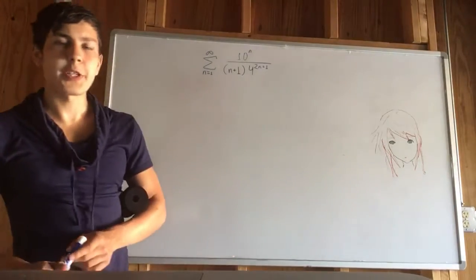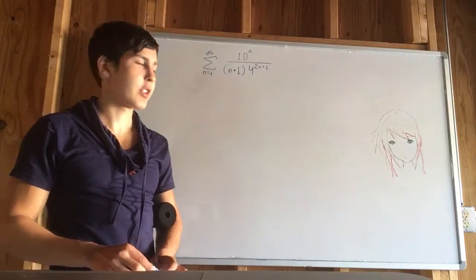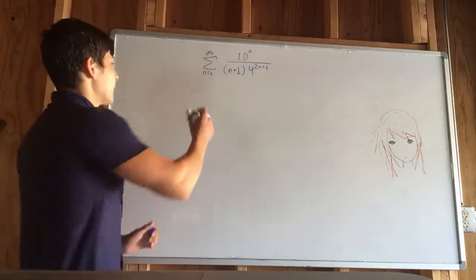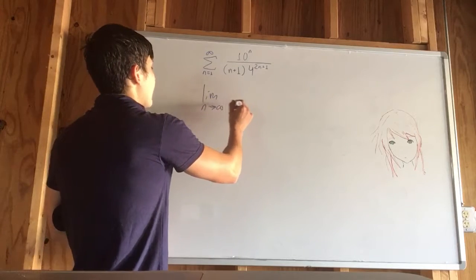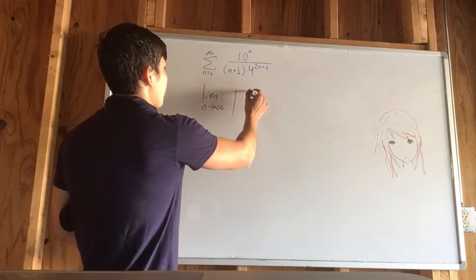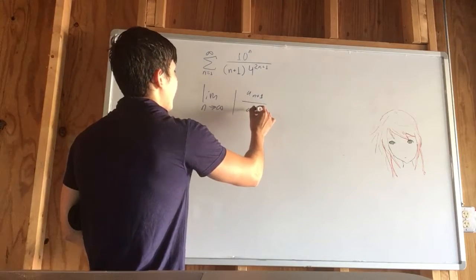Okay, we're going to use the ratio test to determine whether this series is convergent or divergent. So let's take the limit as n approaches infinity of the absolute value of a sub n plus 1 over a sub n.